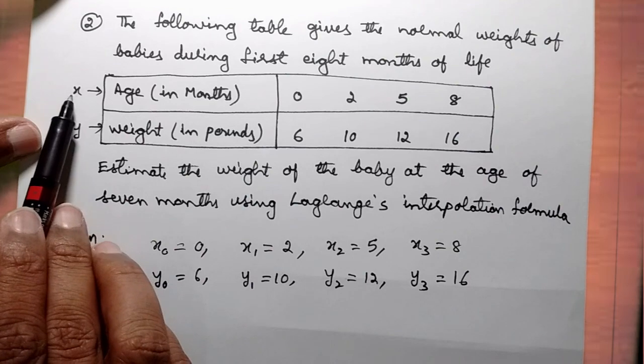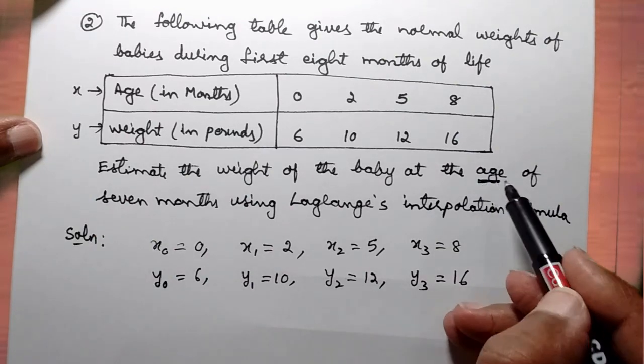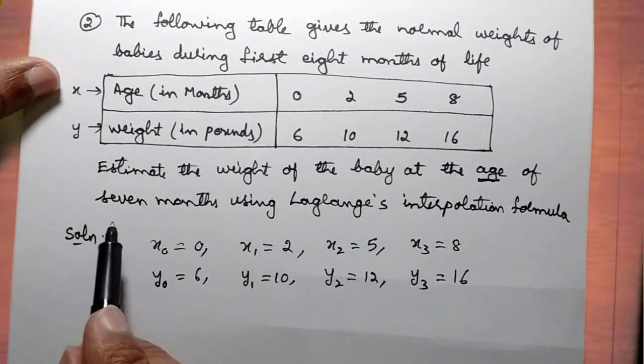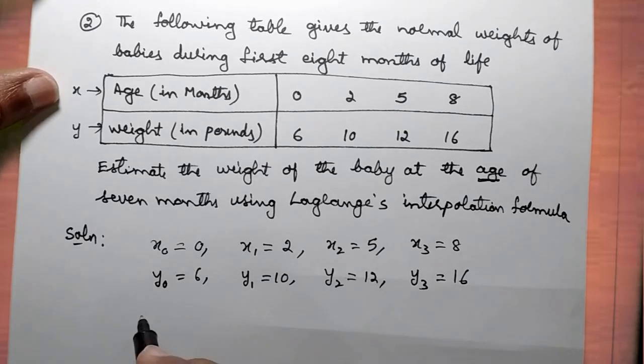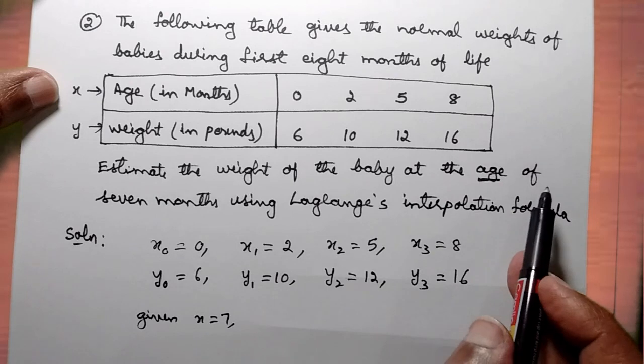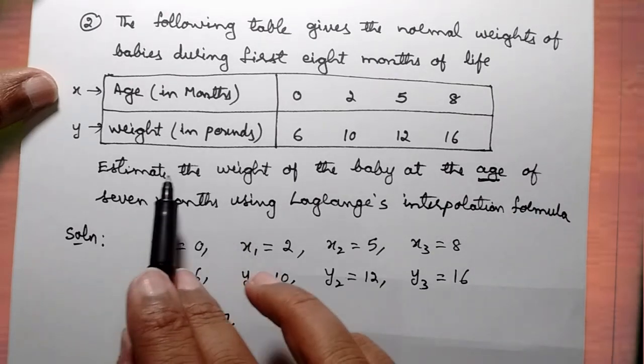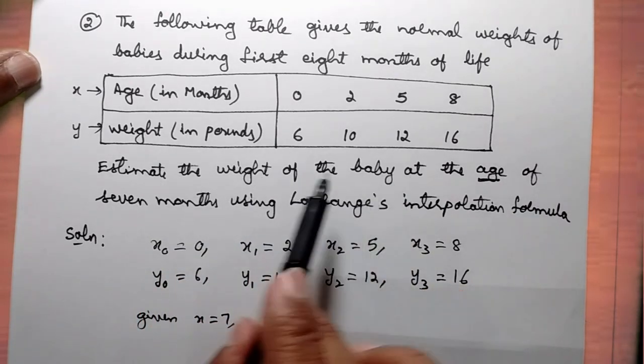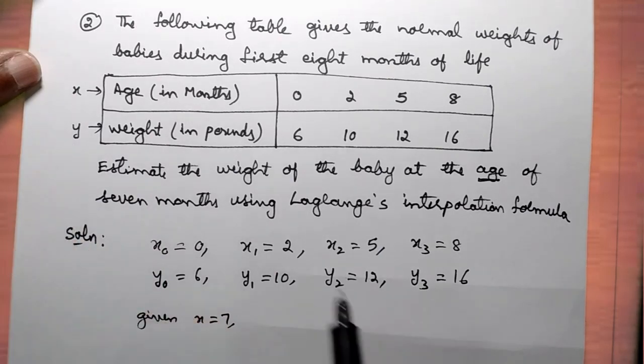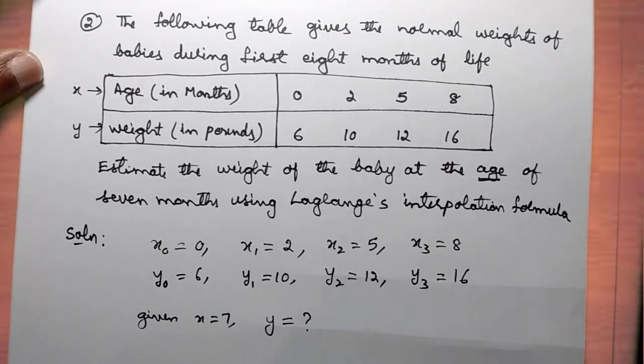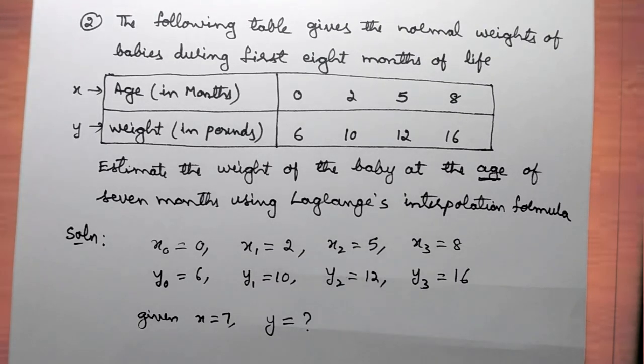Age represents the x value. So x he has given as 7 months, so given x is equal to 7. When x is equal to 7, he is asking us to estimate the weight of the baby. Weight of the baby is the y value. So when x is 7, he is asking for the y value. When the y value is asked, we will be using the Lagrange interpolation formula.